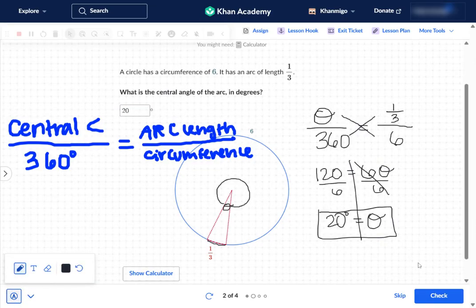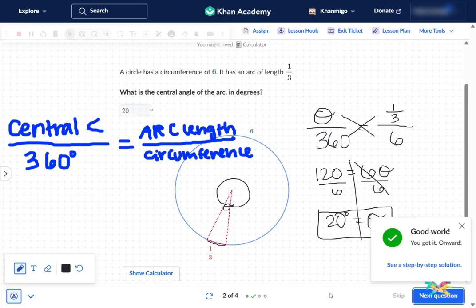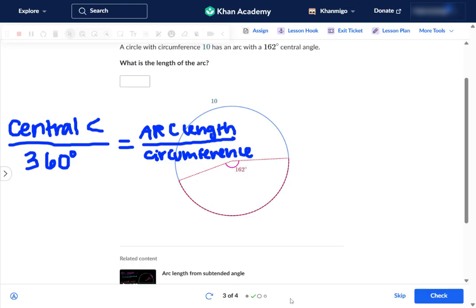Let's just double check before we submit. Our central angle, the unknown, divided by the total, 360 degrees, is equal to the arc length divided by the total, the circumference, the perimeter. We cross multiplied, then got theta by itself by dividing both sides by 6. All right, let's do another one.